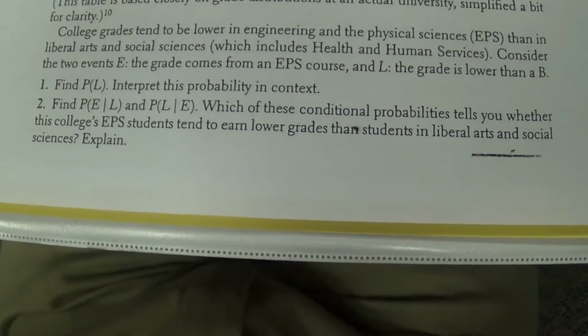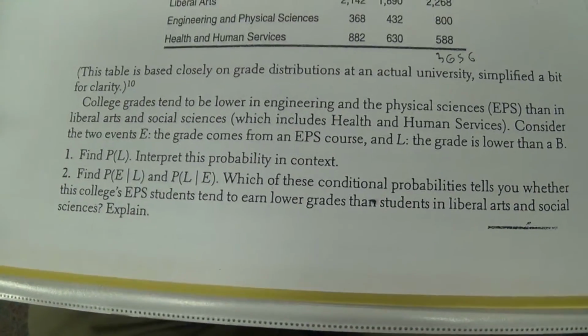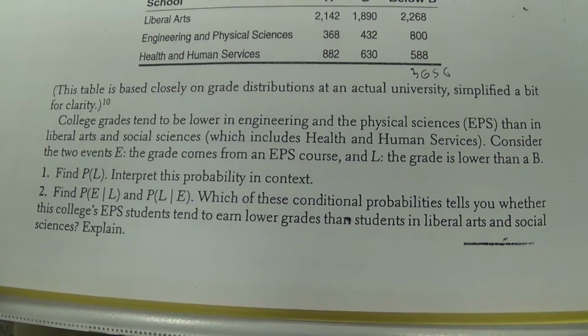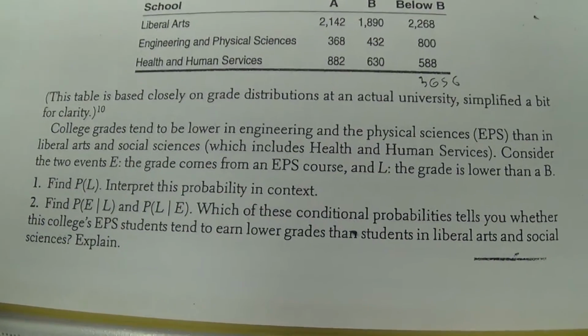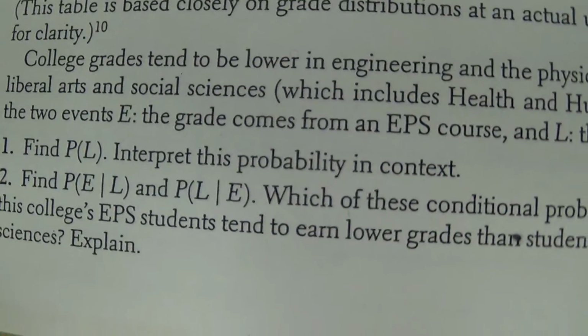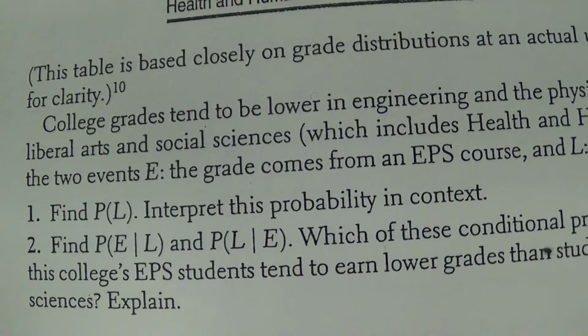All right, so if you would, think number 1. What's the probability of being the event L? So that is a lower than a B grade. So go ahead and see what you come up with there.